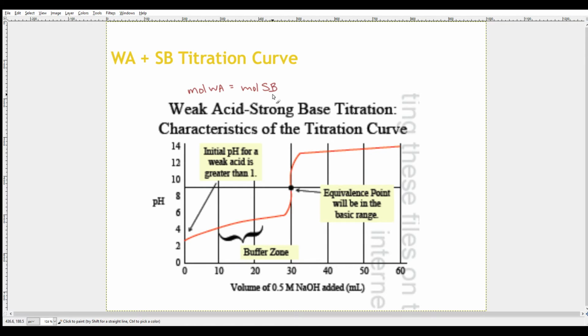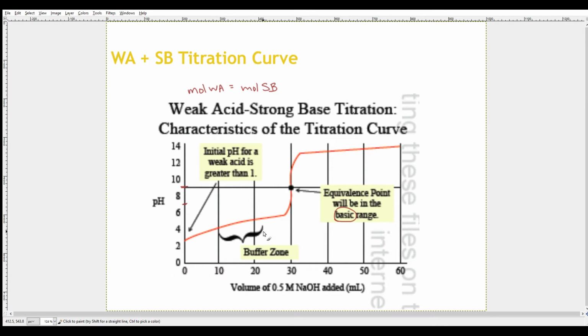No. If you have an equal amount of weak acid and strong base, then that strong base is going to take over, and it's going to have a pH that is in the basic range. So that's why here the end point, even though the moles are equal, does not mean it will be neutral. This is above 7. There's 7 down here.